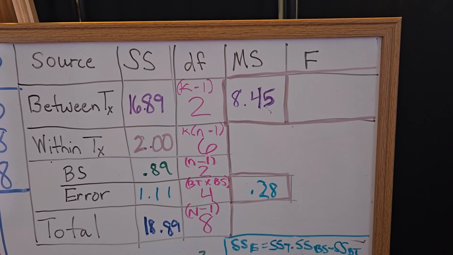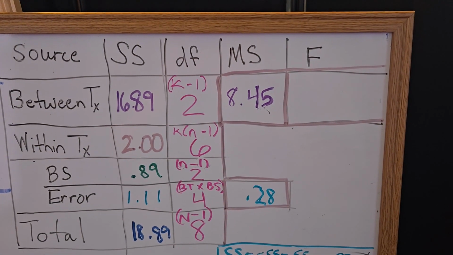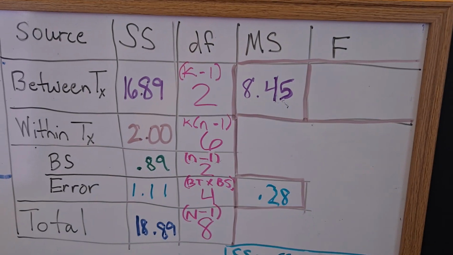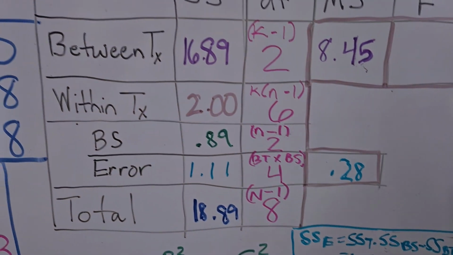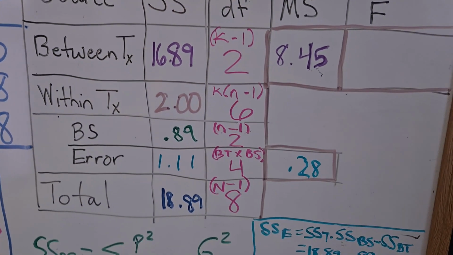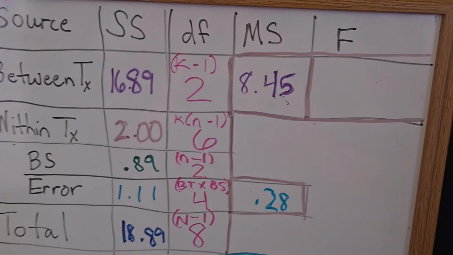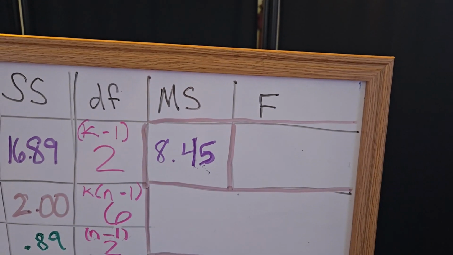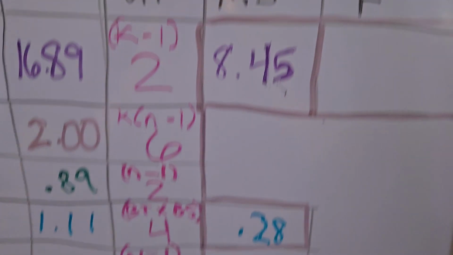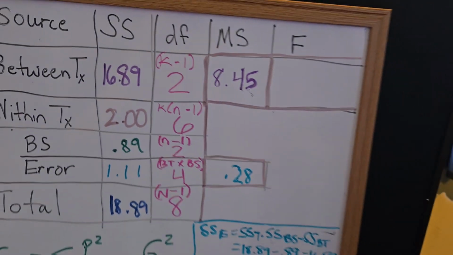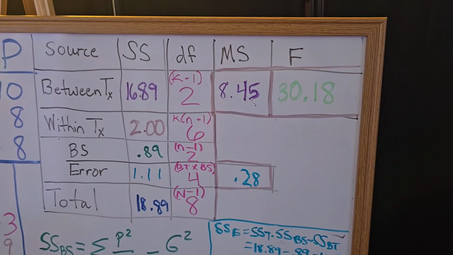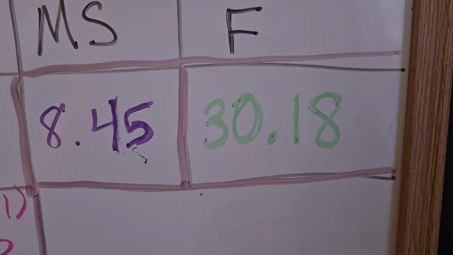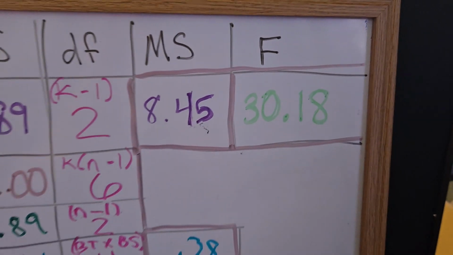All right, so your mean squares between treatments is 8.45, because 16.89 divided by 2 is 8.45. Your mean squares error is 1.11 divided by 4, which is 0.28. What do we do now? We compute our main result, our F statistic, our F ratio, which is mean squares between treatment divided by mean squares error. So let's go ahead and compute that and fill it in. We divide 8.45 by 0.28, and we get 30.18 as our F ratio.